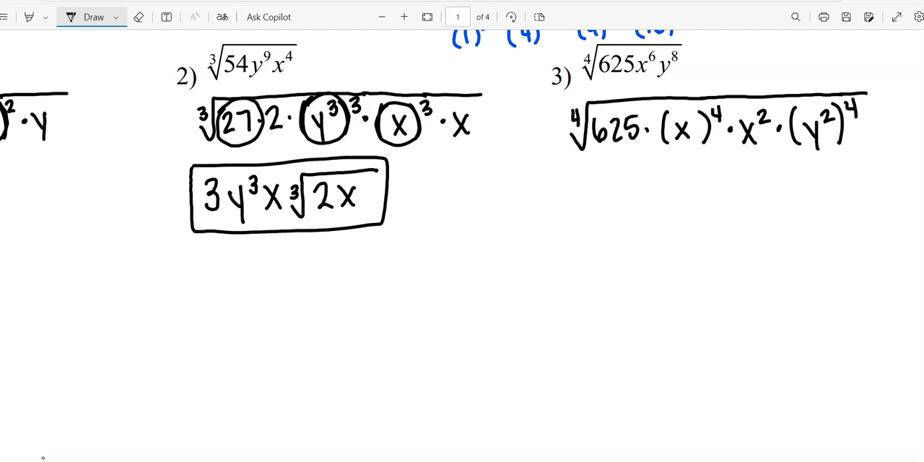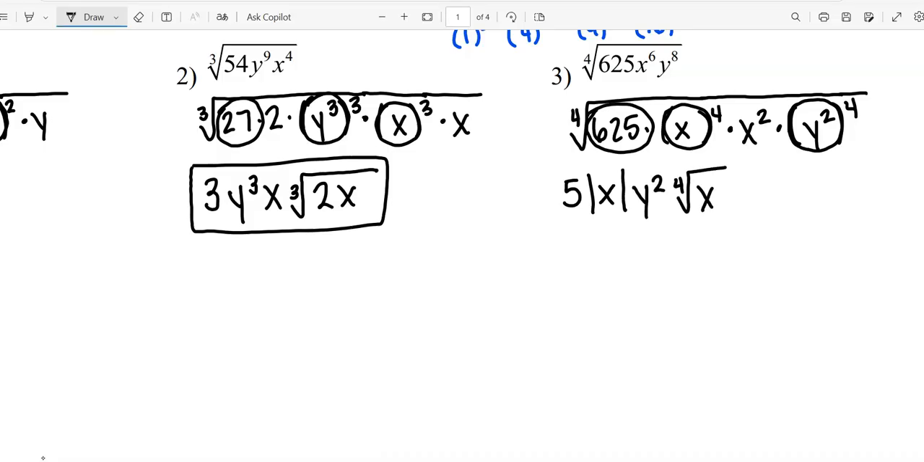I am taking an even root, so if I take out an odd power, I'm going to need absolute value bars. The 4th root of 625 is 5. The 4th root of x to the 4th is the absolute value of x. I can't take the 4th root of x squared, so that's staying. The 4th root of y squared to the 4th is y squared. And that leaves me with the 4th root of x squared. Let's star this one. Ask me about that tomorrow, because there might be a different way we can write that.